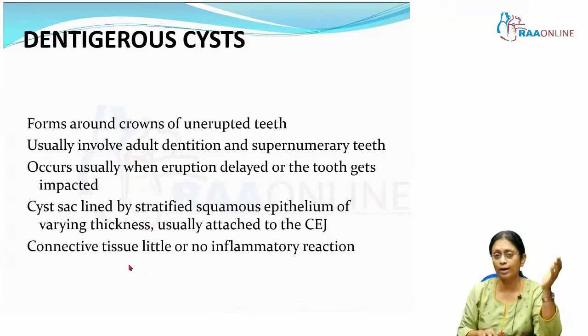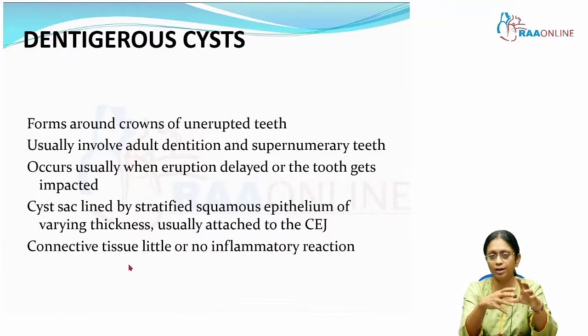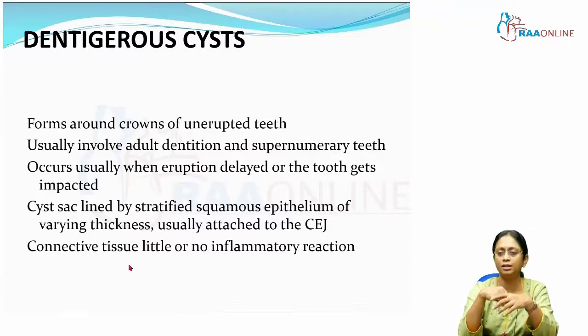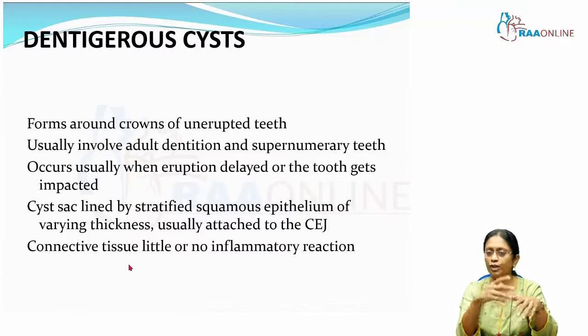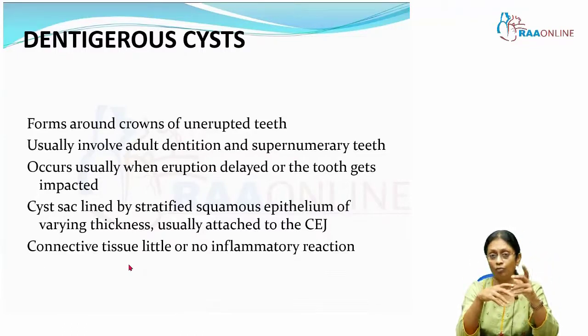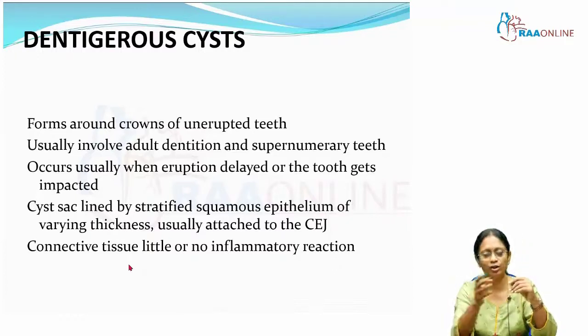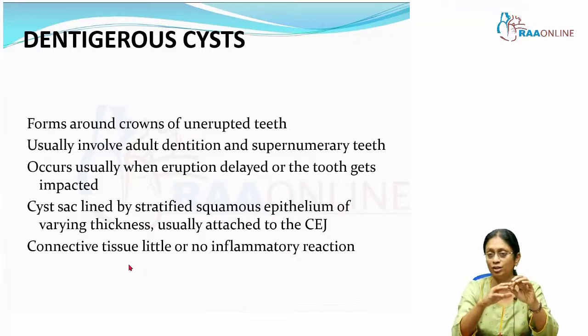So the dentigerous cyst usually involves an impacted tooth which is buried inside, and the cyst develops around the crown of the impacted tooth, at the cemento-enamel junction. The epithelial lining is stratified squamous epithelium of varying thickness depending upon the tooth involved. If it is in the anterior region, it is much thinner, but if it is located in the posterior region, it is much thicker. There is a lot of variation. There is no one-stop definition or presentation. Variations of presentation are available with this kind of cyst.